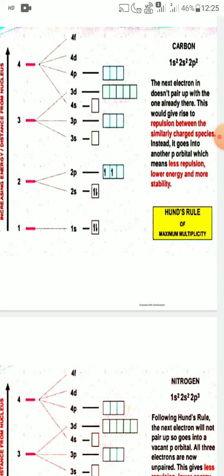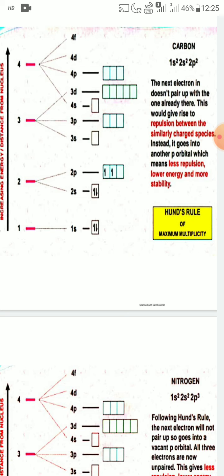Here you have to remember Hund's rule. The next electron does not pair when electrons are entering the 2p orbitals. I have told that in the case of carbon, 2 electrons enter into the 2p orbitals one by one, but they do not pair first.